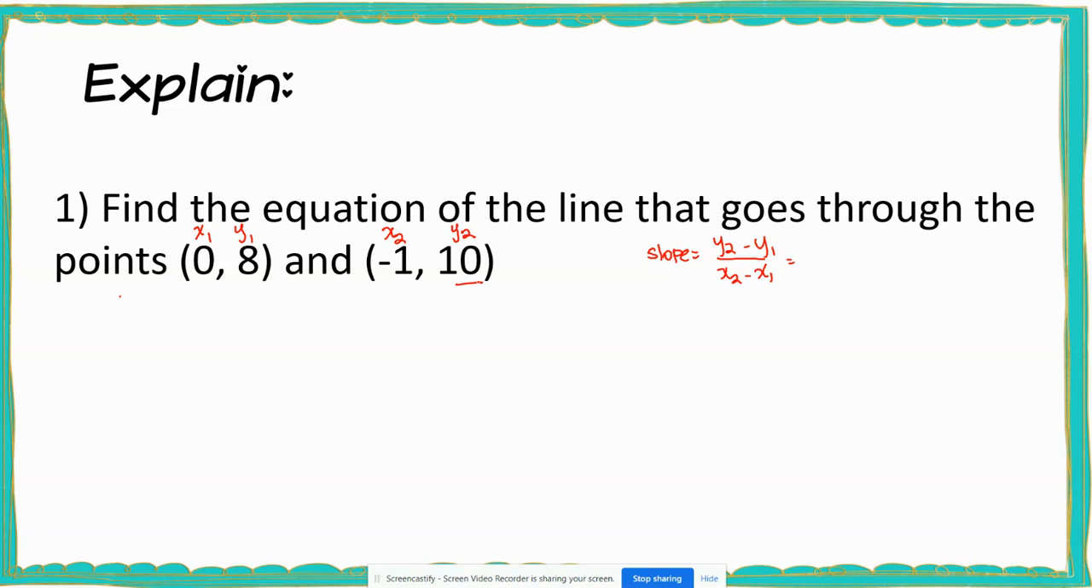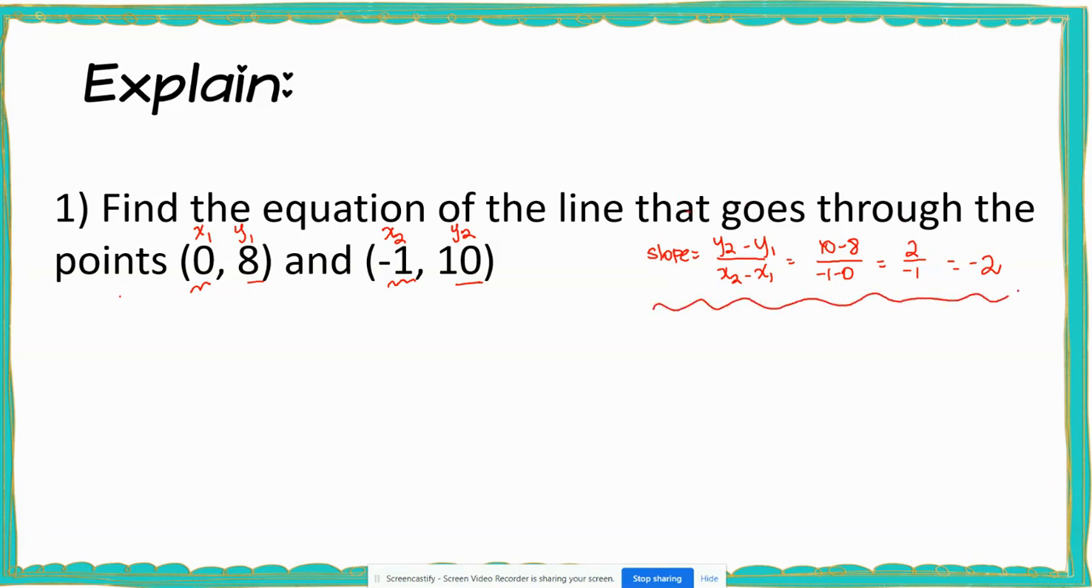So I'm going to do 10 minus 8 over negative 1 minus 0. 10 minus 8 is 2, and negative 1 minus 0 is negative 1. Well, positive 2 divided by negative 1 gives us negative 2. So we know we have a slope of negative 2.